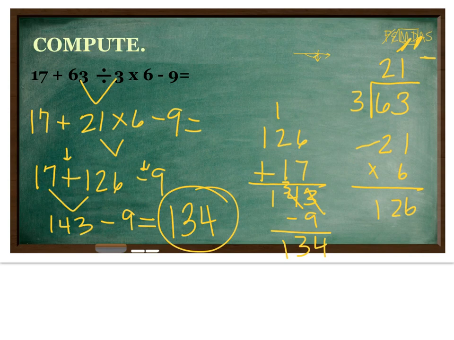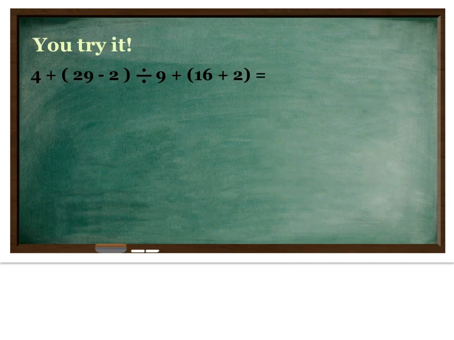Okay? And that was a lot of work to solve one problem, but that's how you do the order of operations. What I want you to do is to pause the video and I want you to try it. Pause the video. Okay. All right, guys, I'm just playing with you. All right, so again, we're going to do Please Excuse My Dear Aunt Sally.